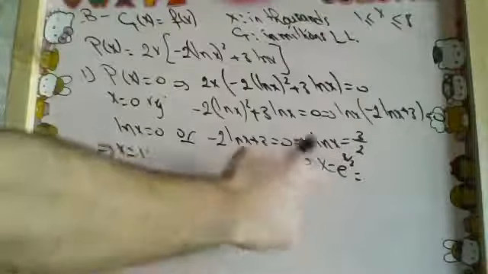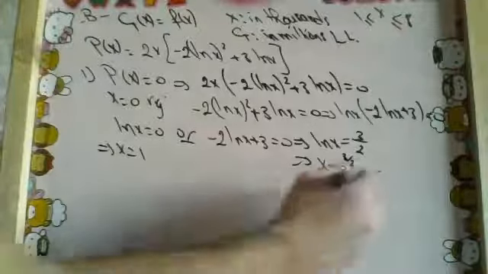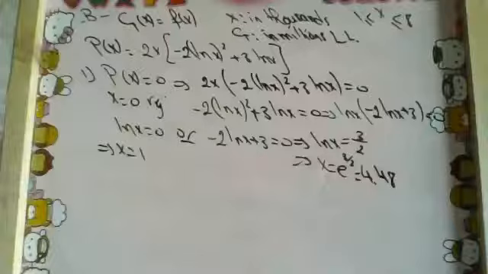What will be the answer? Use the calculator. 4.48. Right. So at what production level is the profit 0?